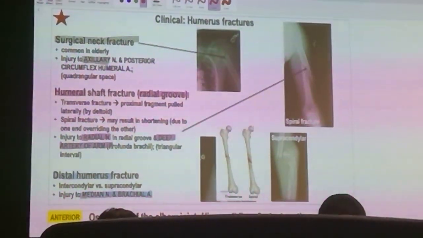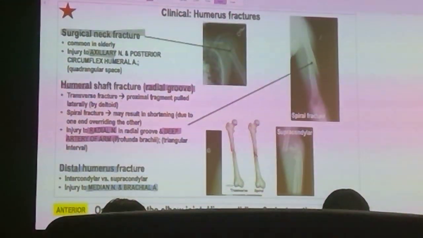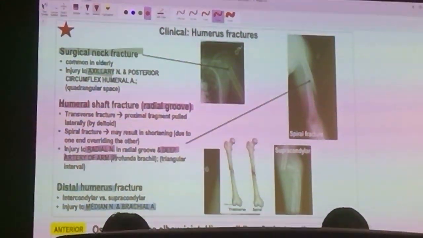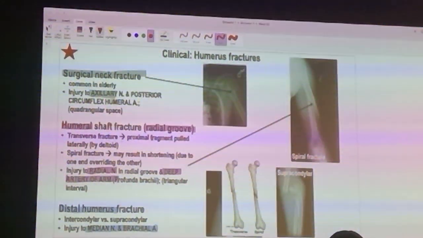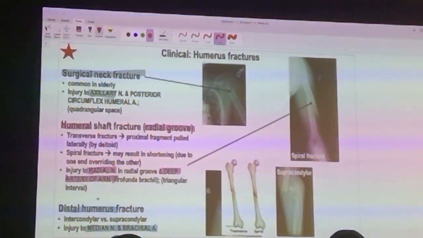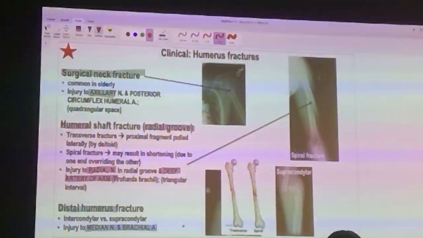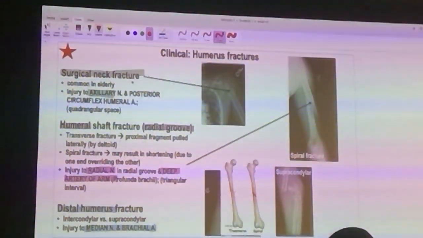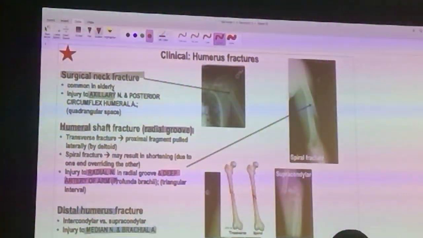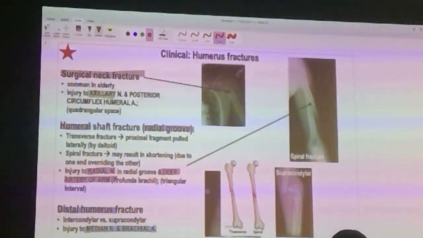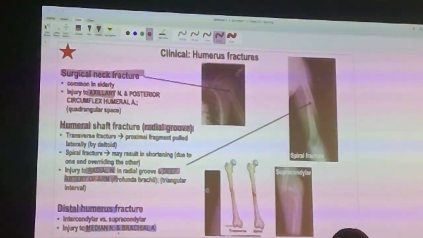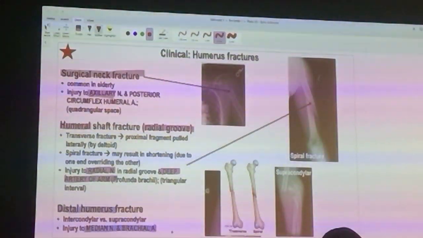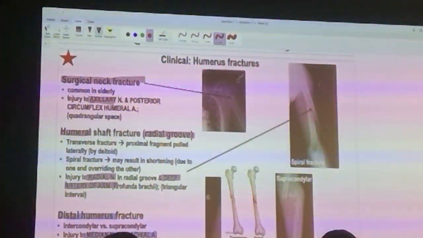Okay, so make sure to know all the buzzwords for every nerve injury. Like surgical neck, axillary nerve, humeral shaft, radial groove, radial nerve, and distal humerus, median. Can you repeat that, please? Yeah, you just have to know the buzzwords for the nerve injuries. There's a specific one for each nerve. So axillary is surgical neck, radial is radial groove or humeral shaft, and median is distal humerus. Thank you.